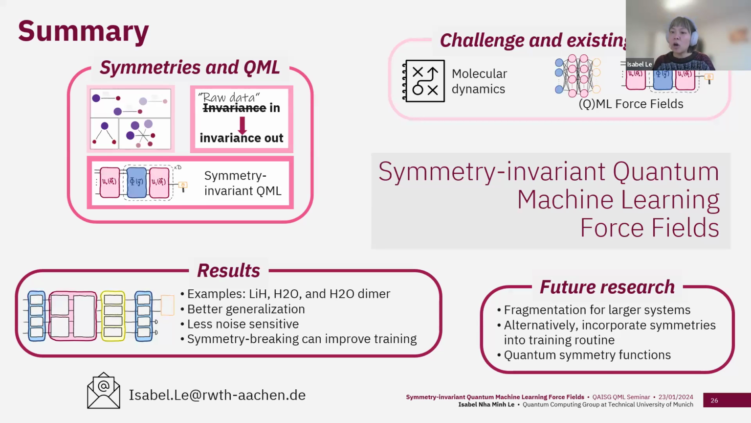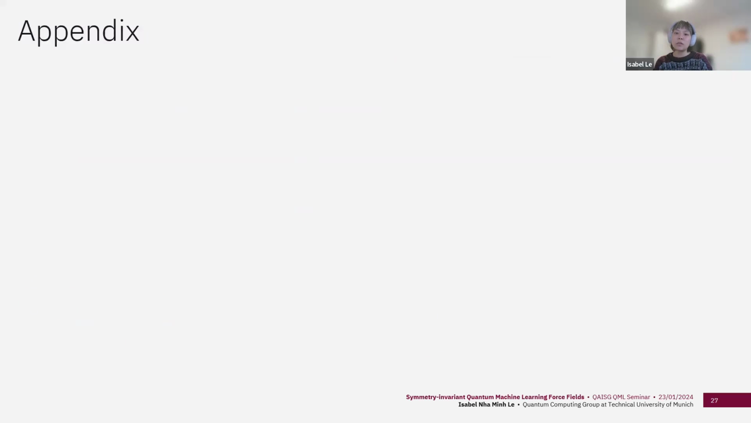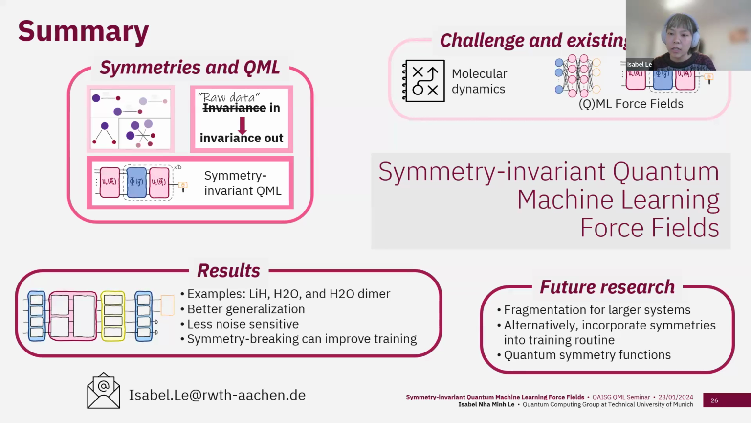Yeah, and another totally different idea could be to use our symmetry-invariant models to construct some kind of quantum symmetry functions. So these symmetry functions I have mentioned in the very beginning are just a symmetry-invariant description of the configuration. And maybe our symmetry-invariant models could be used to create these descriptions of the chemical environment, instead of actually being trained as a quantum learning model.